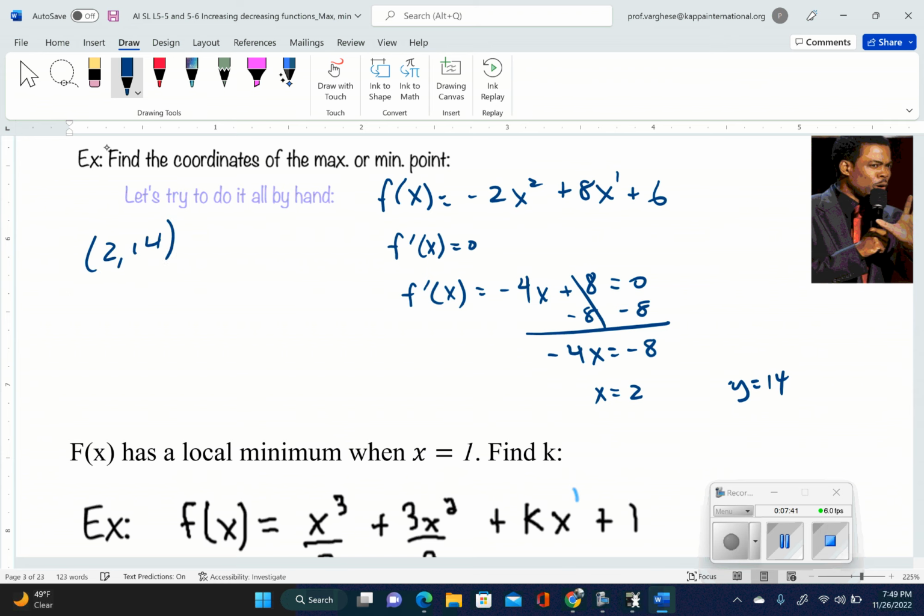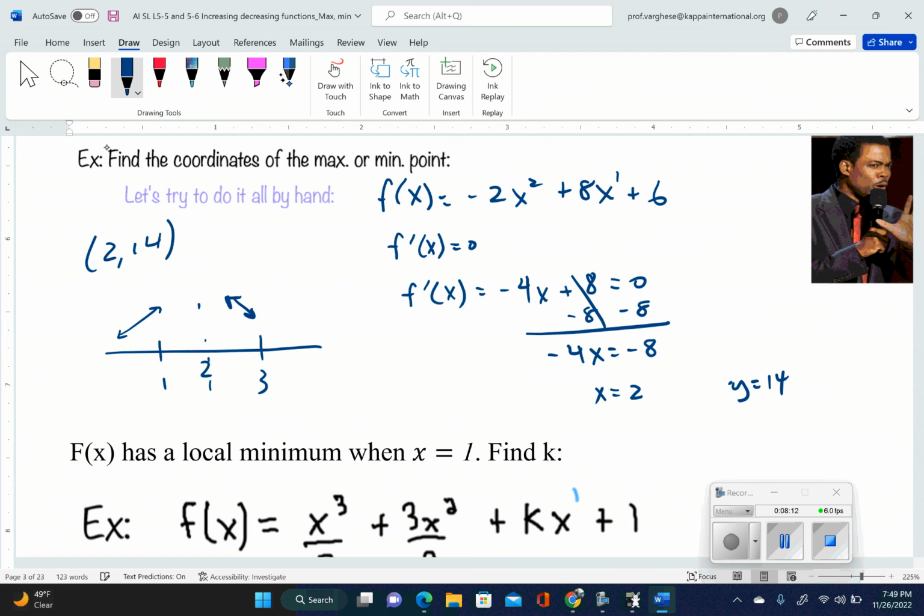Okay, so now I'm going to take this and see if there's a sign change. So this is where x is equal to 2. Let me pick a number to the left, a number to the right. If I plug 1 into the derivative, 1 times negative 4 is negative 4, plus 8 is positive 4. So this is a positive slope. If I take 3 and plug it in, 3 times negative 4 is equal to negative 12, plus 8 is equal to negative 4. So that is a negative slope.